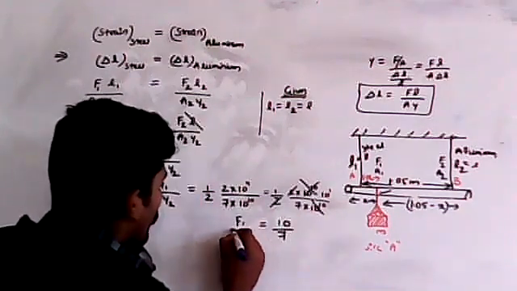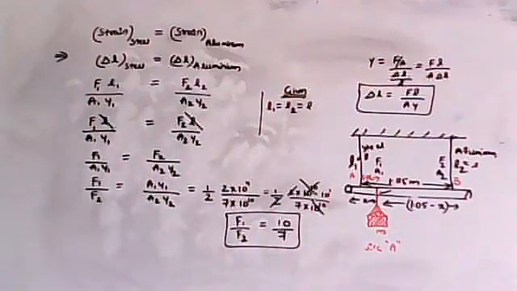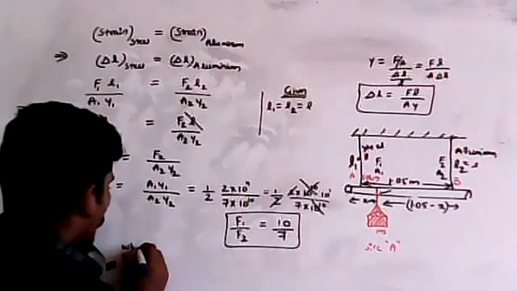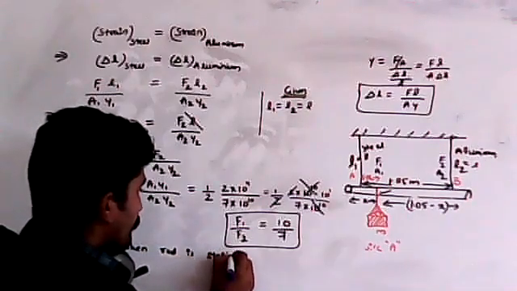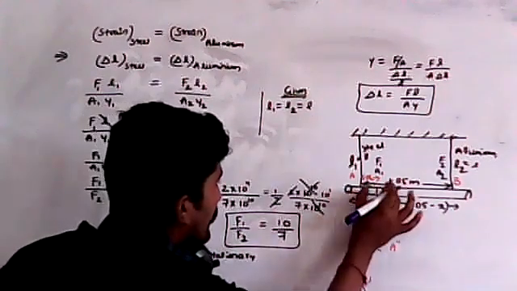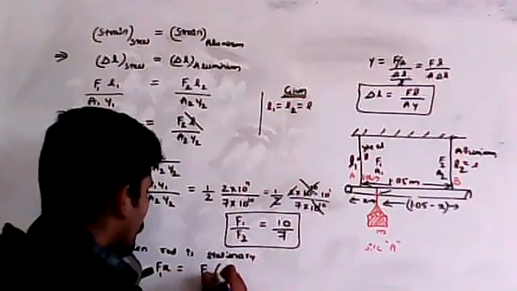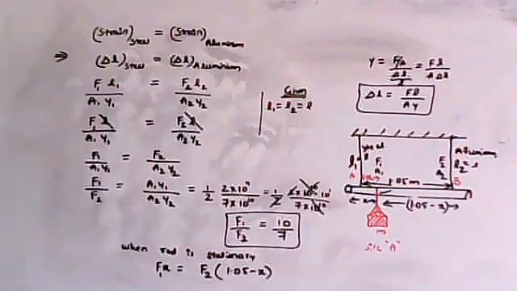That is our F1 by F2. F1 by F2 is this much. Then what is that? Moment of force when rod is stationary. When rod is stationary, you already know this equals this part. It means F1 into X, what I wrote earlier, same thing, into 1.05 minus X, according to the moment of force formula.